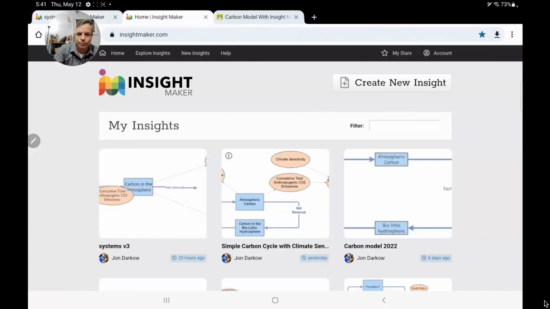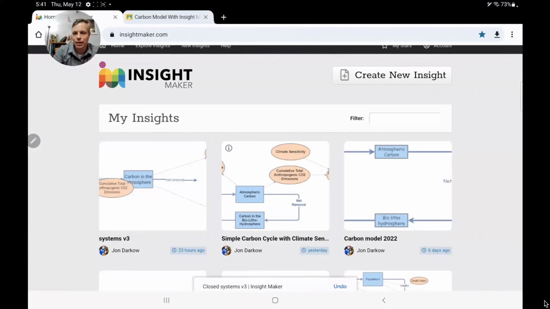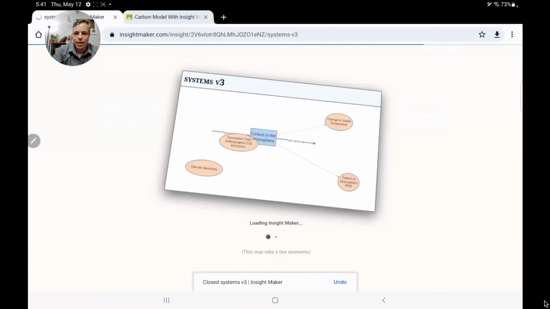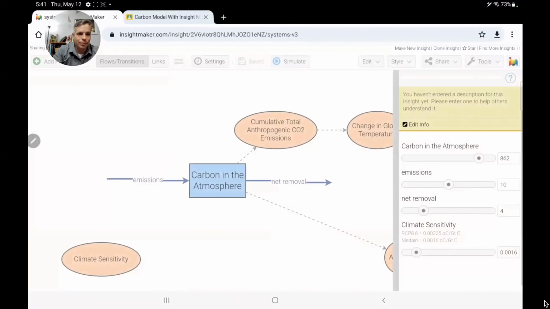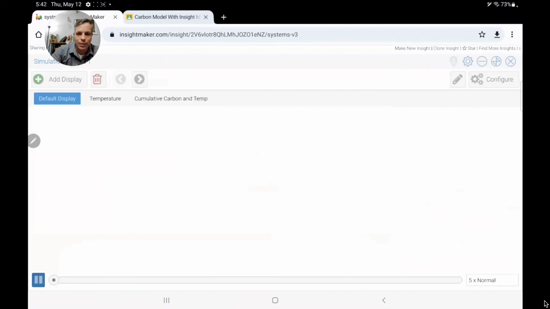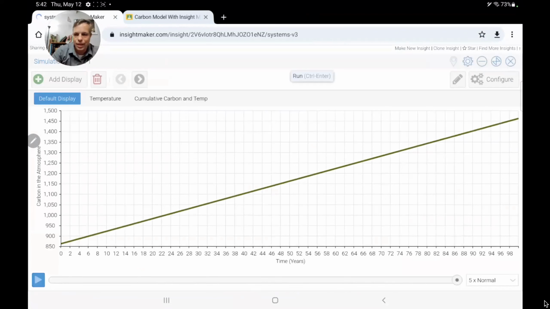Okay, and then we can look. Let me go back. Oh, I closed it. Then we go back and hit it to around 2, simulate, and it's a little more.